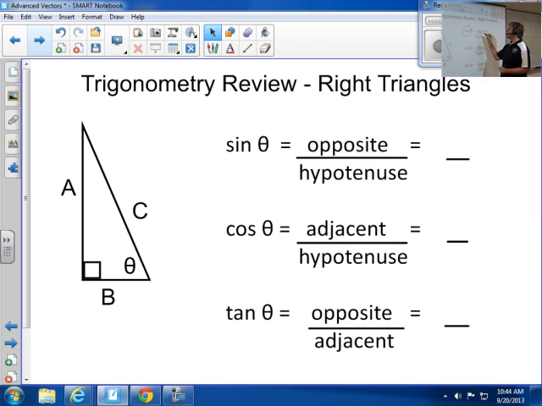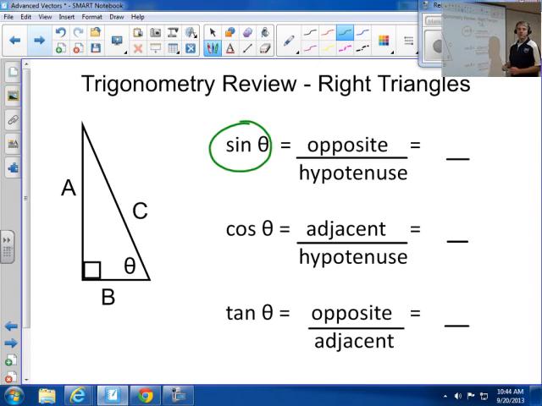The sine of an angle is simply the ratio of the side that is opposite that angle divided by the hypotenuse, which is the longest side. If you take a look here at the picture on the left, my angle theta is right here, and the side that's opposite to that angle is A. Meanwhile, the hypotenuse has been labeled with C. Therefore, the sine of this angle theta is A over C.